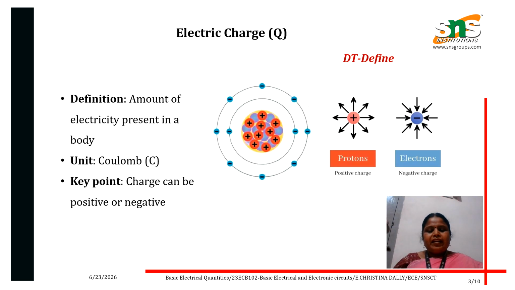The next one, electric charge. We know that the atom consists of protons and electrons. Protons are nothing but the positive charge. Electrons are nothing but the negative charge. What do you mean by electric charge? It means the amount of electricity that is present in a body. The unit of electric charge is coulomb. The charge can be positive or it can be negative.